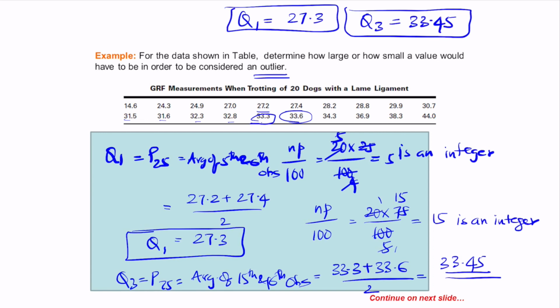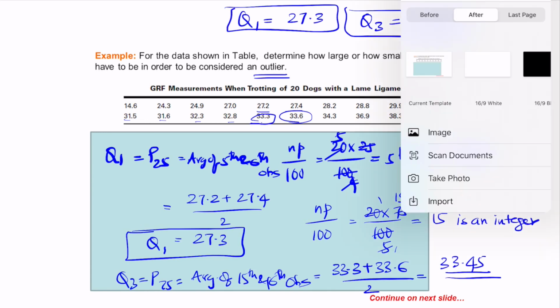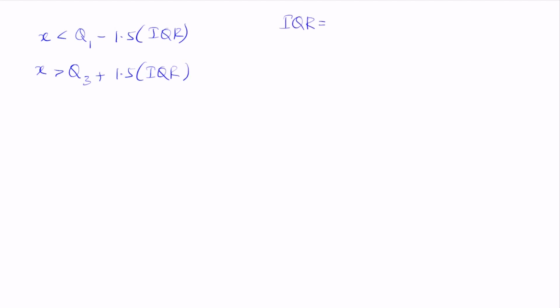So here we are trying to find the outliers. We have to use the formula. There are two outliers: if the x value is less than Q1 minus 1.5 times IQR, or x is greater than Q3 plus 1.5 times IQR. So let's first find IQR. IQR is Q3 minus Q1.